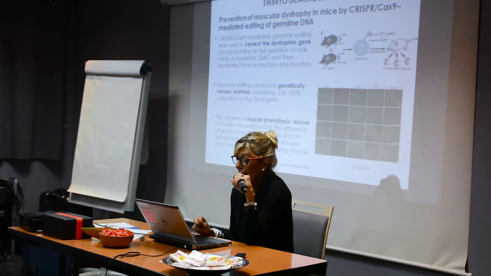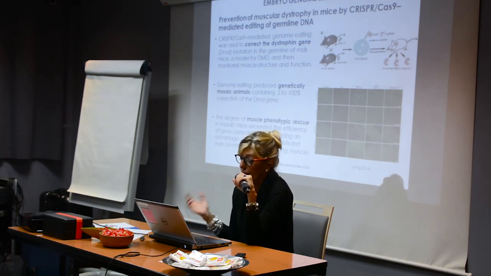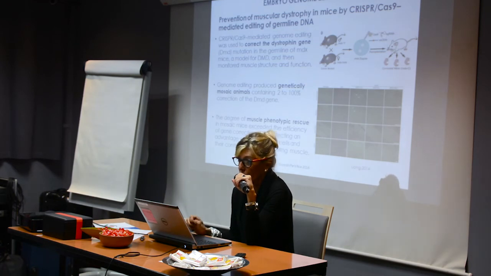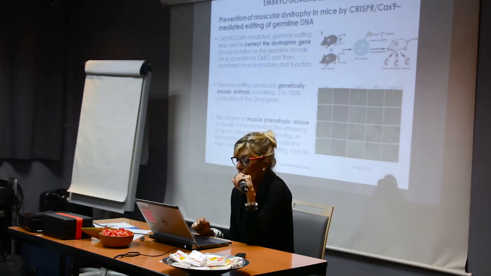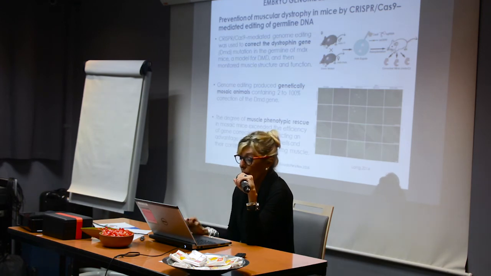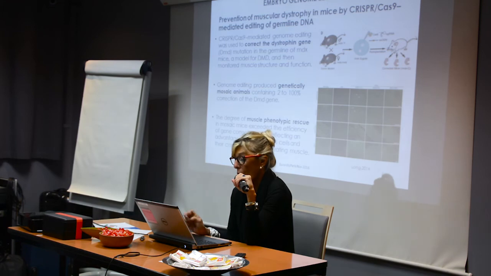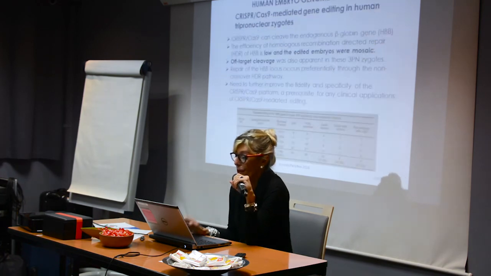They have produced genetically mosaic animals containing a wide range of correction of the muscular dystrophy gene, from 2 to 100%. And at the end, they have shown that the degree of muscle phenotypic rescue in mosaic mice exceeded the efficiency of gene correction, probably reflecting an advantage of the corrected cells and their contribution to regenerating muscle.